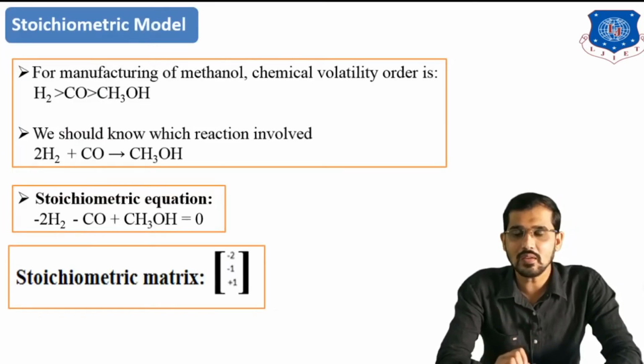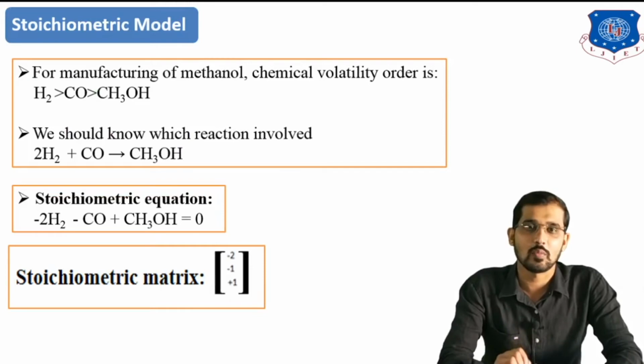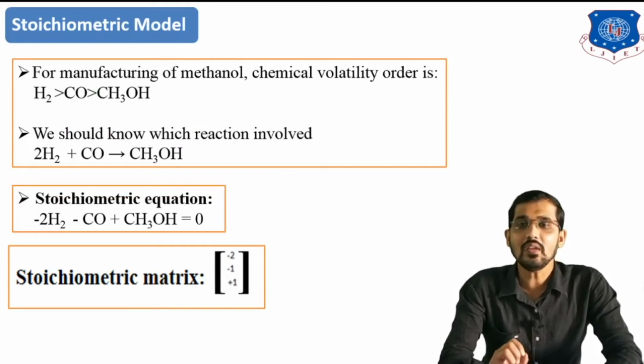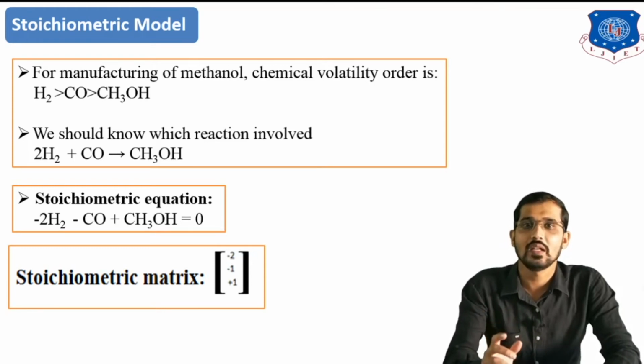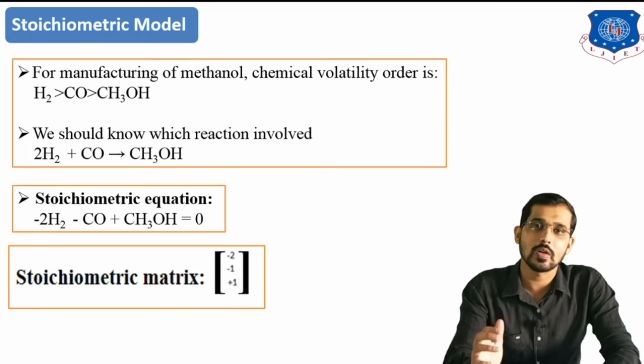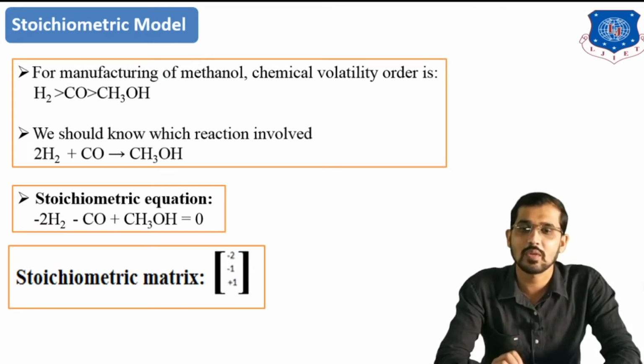So you can see on the screen, first model is stoichiometric model. In stoichiometric model, first point is for manufacturing of methanol, chemical volatility order is H2 is more volatile than CO, CO is more volatile than CH3OH. This is nothing but methanol.